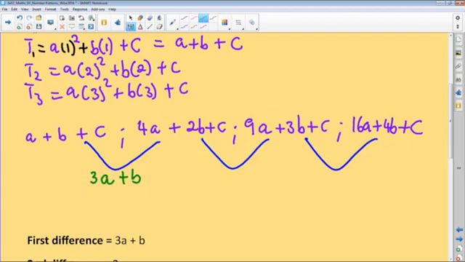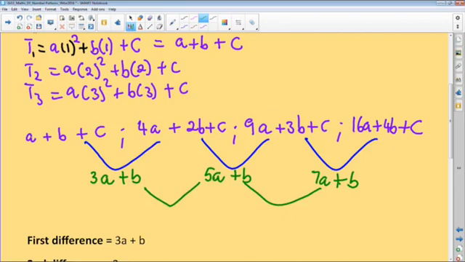9a minus 4a, you get 5a. 3b minus 2b, that's plus b. c minus c, you get 0. 16a minus 9a, that's 7a. And then 4b minus 3b, you get b. c minus c, that's 0. So our first difference, you'll have your 3a plus b, 5a plus b, 7a plus b. Now, we go further, we check our second difference.